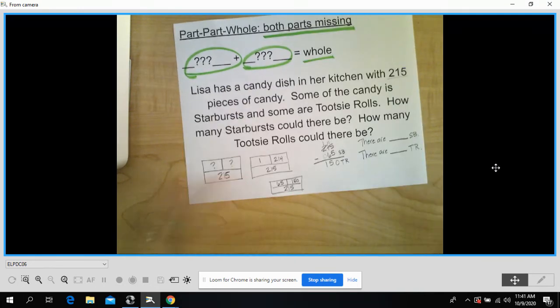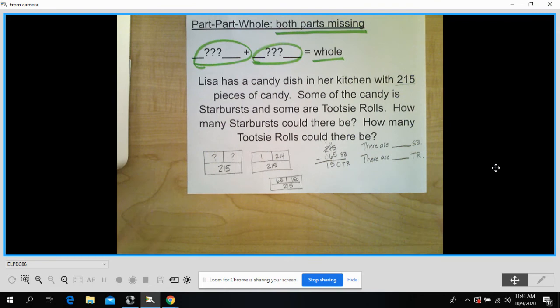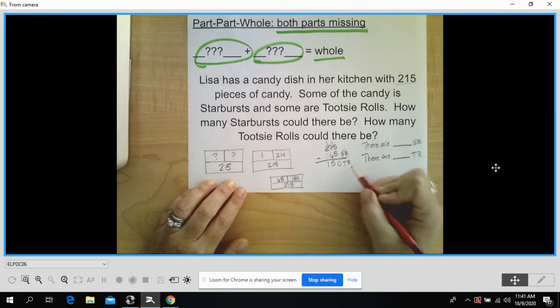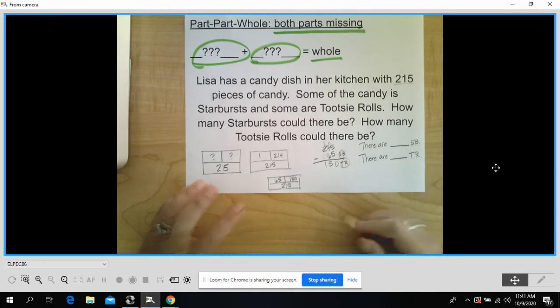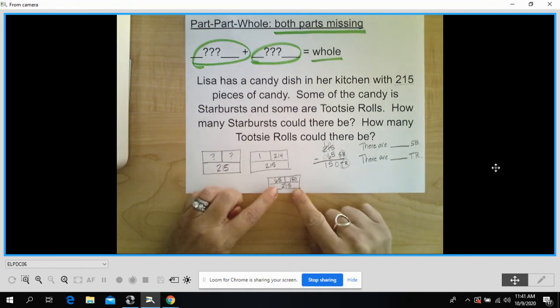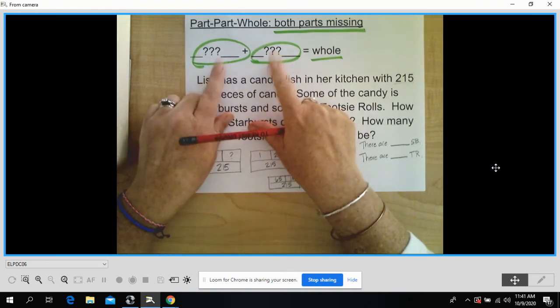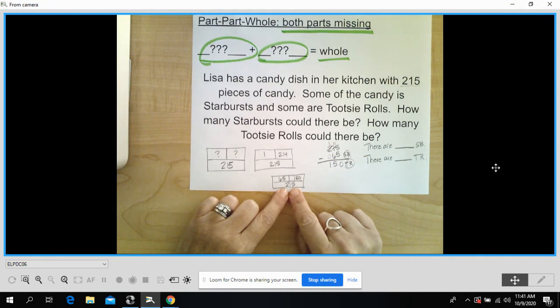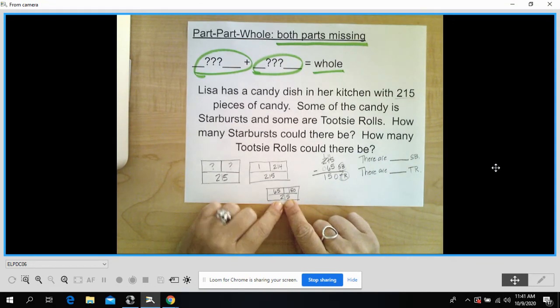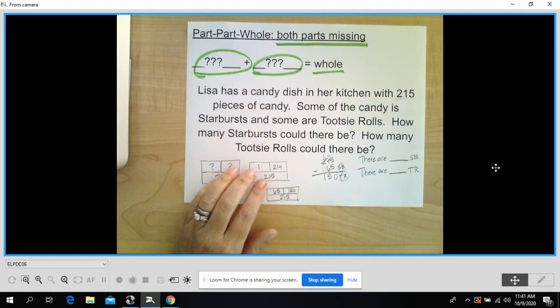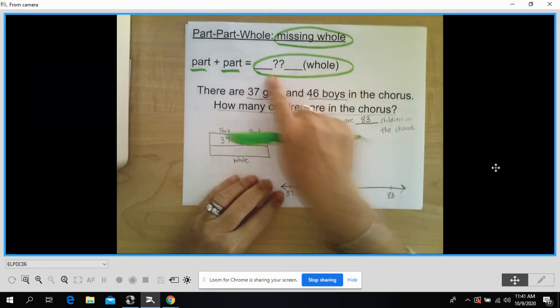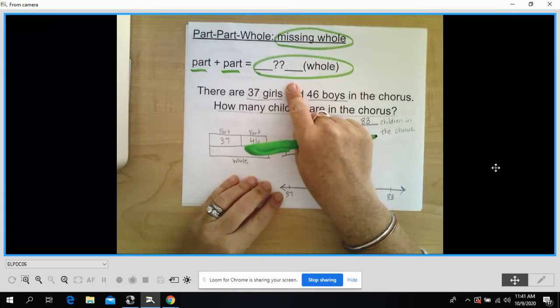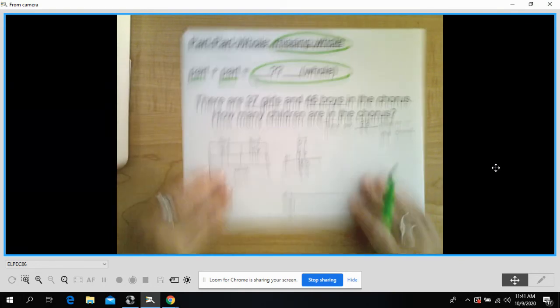Now, that's just a number I chose to subtract. You can choose any number. One amount would represent your Starburst. For this problem, one amount would represent the Starburst, one amount would represent the Tootsie Rolls. As long as the two numbers that you choose when both parts are missing equal the whole. Okay? So, as we have worked on part whole today, remember you might have a problem where you're missing the whole. Okay? The sum of the two parts.